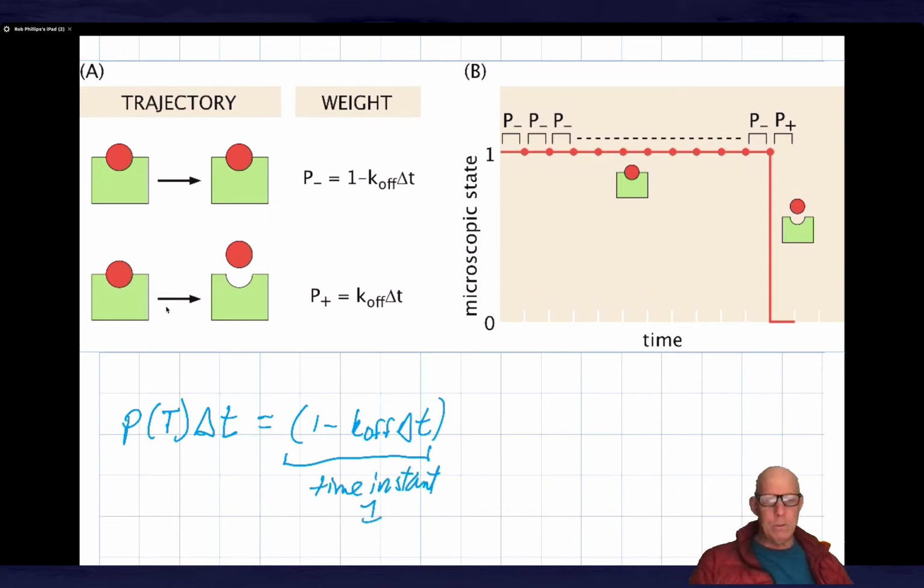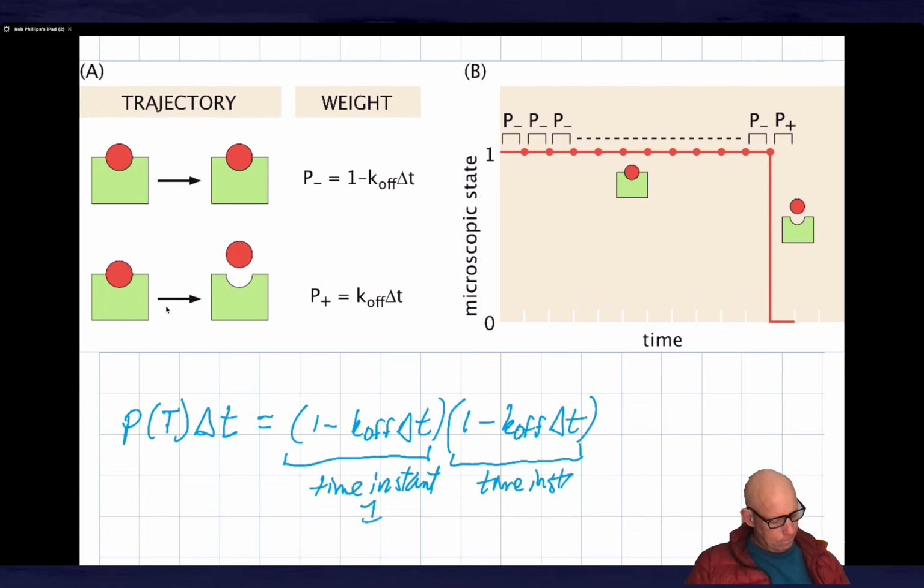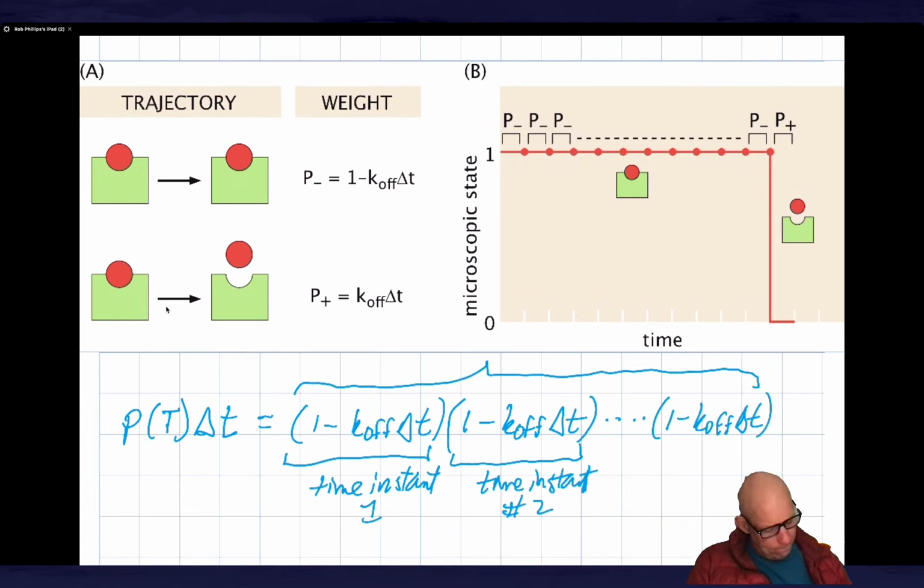So in the first instant, we want to survive without a transition. Then in the next instant, we want to survive, no transition. So this is time instant number 2. And we're going to do this n times. So we basically want to survive n times, so we have n of these. And then in the last instant, we want to fall off. So in the very last instant, this is the probability of a success, of falling off.